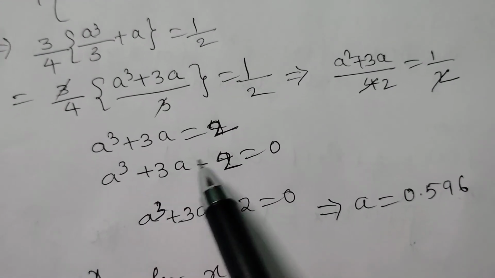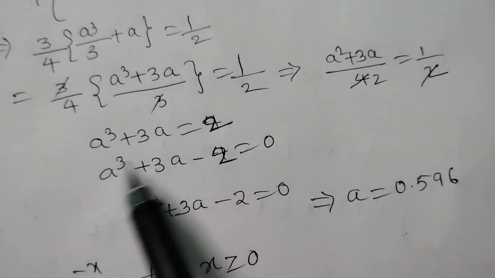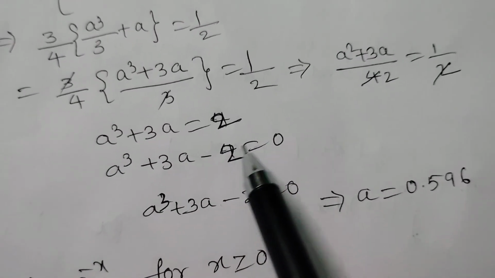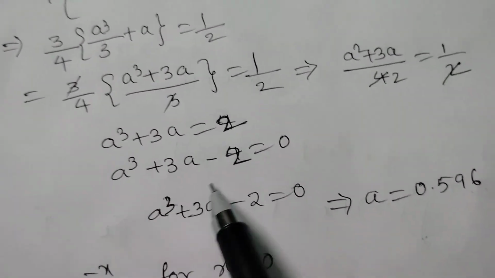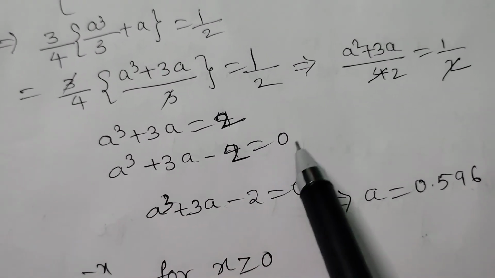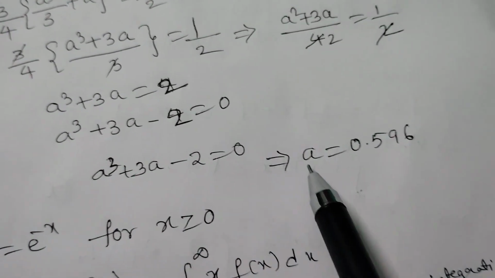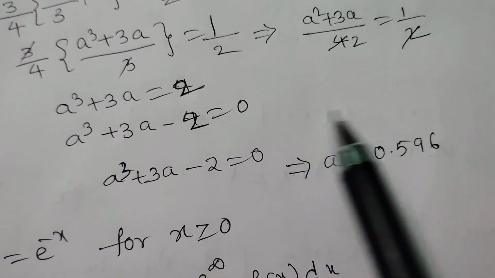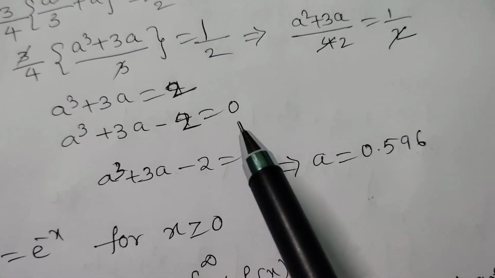A cube plus 3a minus 2 equal to 0. So this is a cubic equation. If you use a calculator, we can find the value of a. What value do you get? 0.596. So in the calculator you need to first press mode setup.